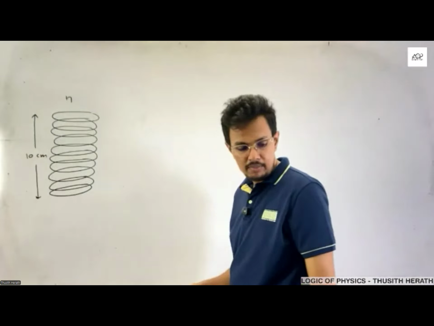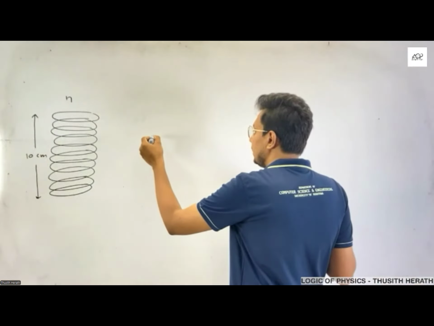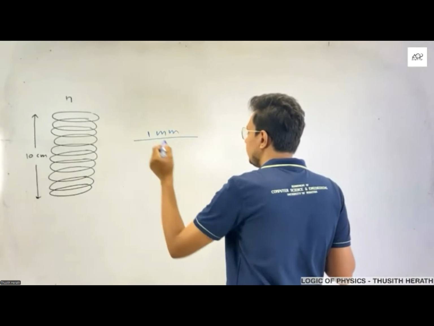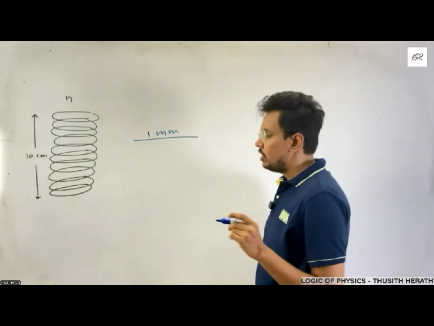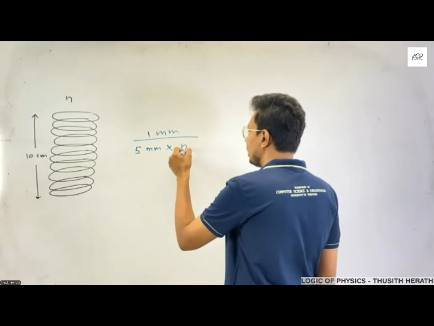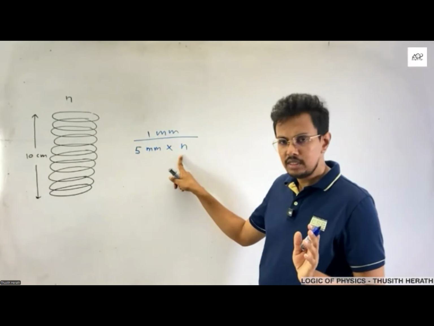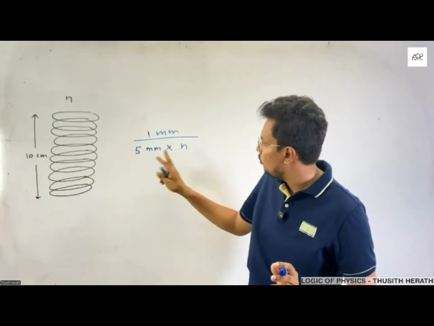Approximate thickness is 5 millimeters. So we will take the percentage error: 1 millimeter over the measurement. Measurement is one coin, approximately 5 millimeters, and there are n number of coins. So the total measurement is 5 into n. Got it? One is 5 millimeters, and there are n number of coins. Then the total measurement is 5 into n.